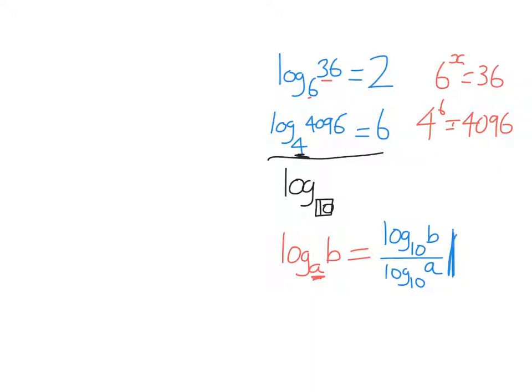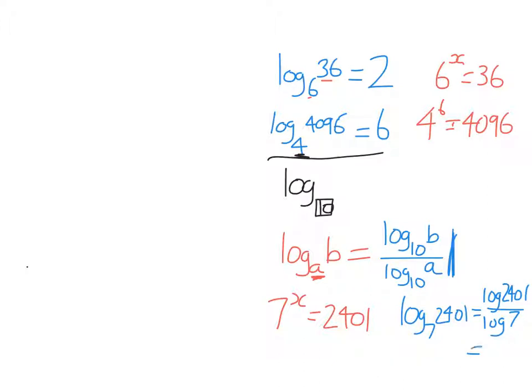So if I wanted to solve the equation, let's say 7 to the power of x is 2401, in my calculator I want to put log base 7 of 2401, but my calculator, the black Casio, doesn't allow me to do that. It only allows me to put in log base 10. So in my calculator, I'm going to put log 2401 over log 7, and the answer I get is 4, because 7 to the power of 4 is 2401.